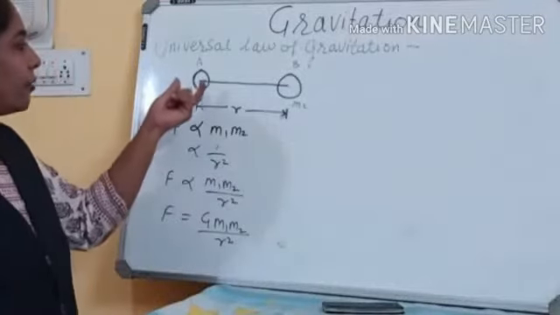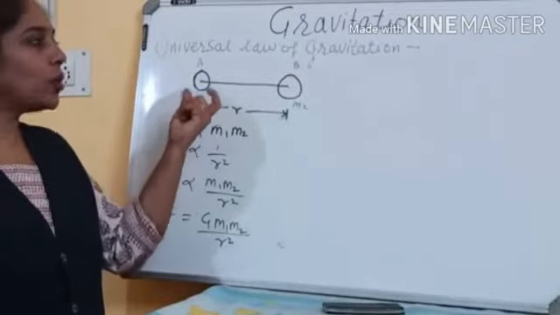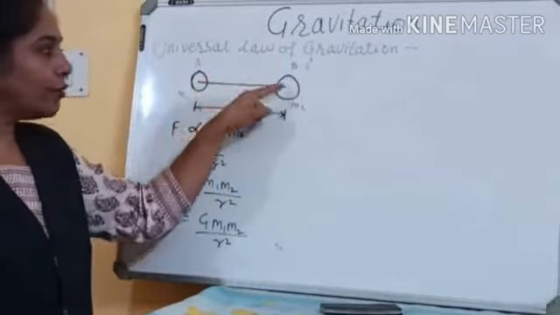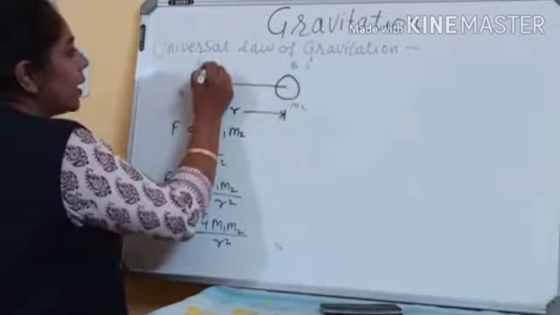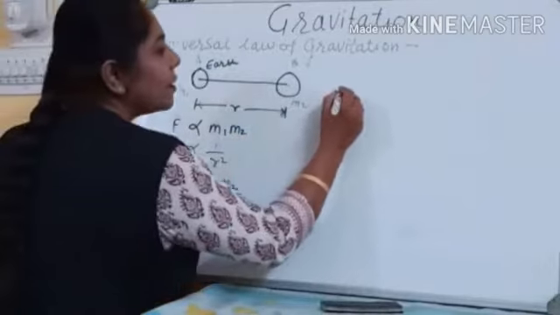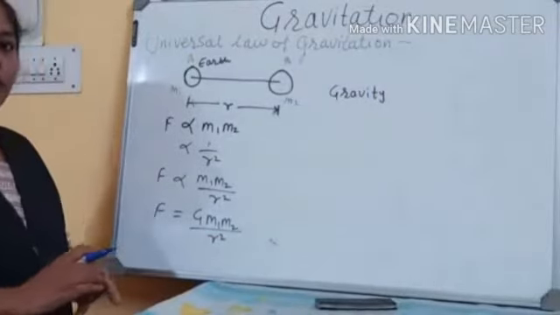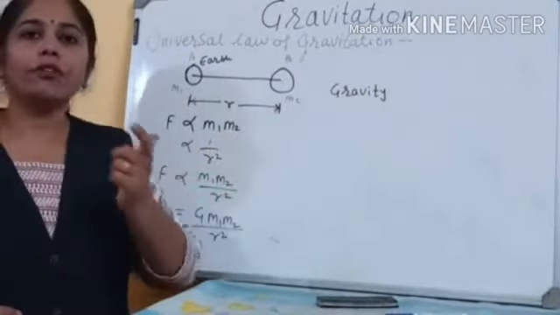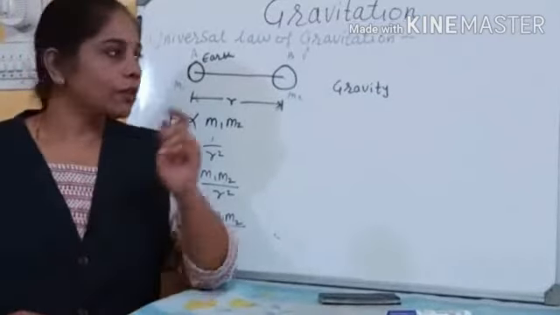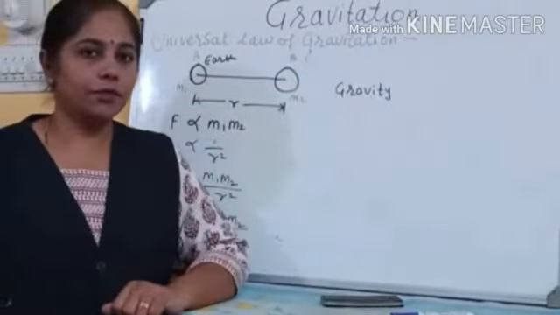Now students, if any two objects are there, the force of attraction between them is known as the force of gravitation. But out of these two, if any one is the earth, then that force of gravitation is called gravity. So what is gravity? Gravity is the force of attraction between the earth and any object.